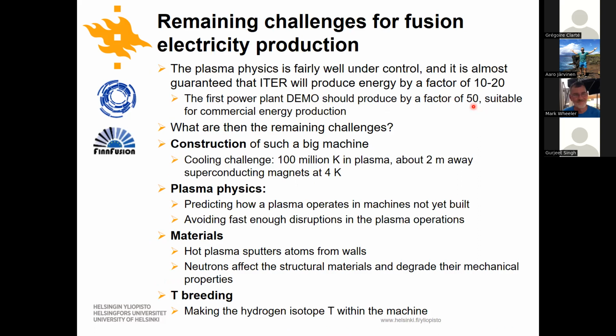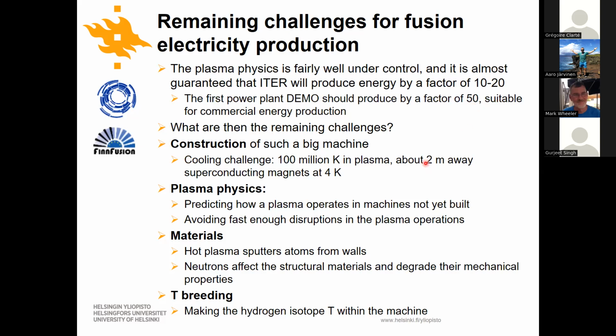But the basic concept in tokamaks is clear, and ITER, which is now being built, should produce energy by a factor of 10 to 20 for an hour or so. And there are already designs for an actual power plant demo, which could produce by a factor of 50, which should be enough for commercial energy production.